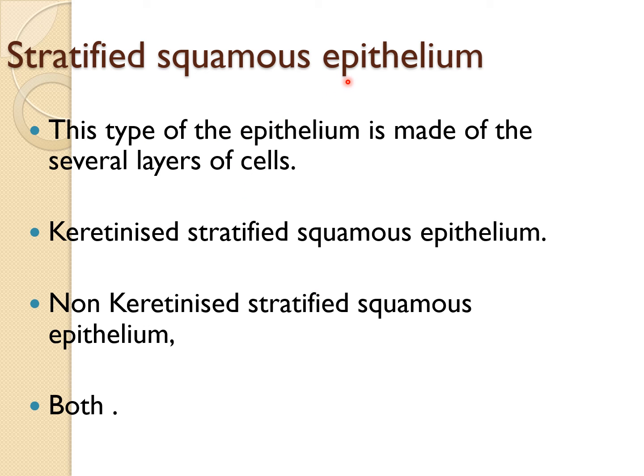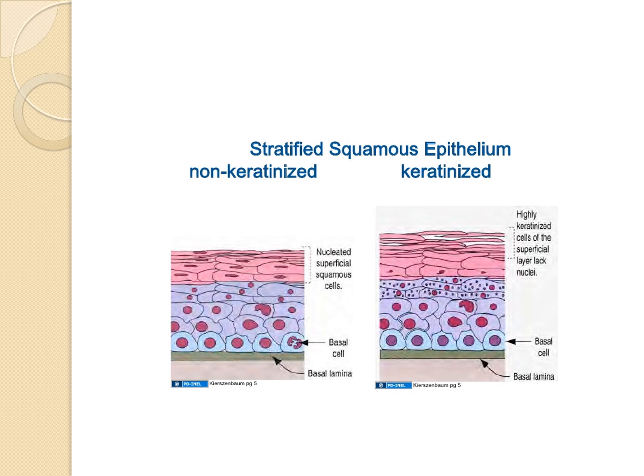Now stratified squamous epithelium. This type of epithelium is made up of several layers of cells. It is divided into keratinized and non-keratinized stratified squamous epithelium. So it is stratified, with more than one layer of cells. Here there is non-keratinized stratified squamous epithelium. Here keratin is present, and it is given the name keratinized stratified squamous epithelium.